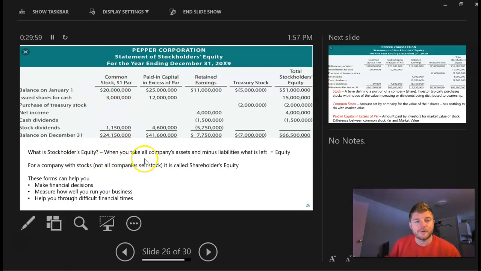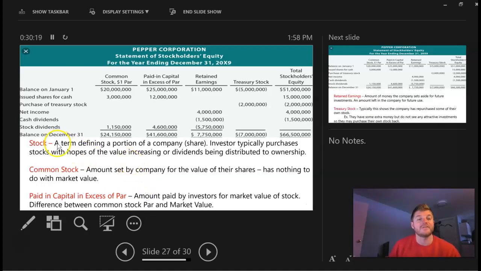So stockholders' equity is when you take all the company's assets minus the liabilities, and what is left is the equity. And for a company that has stocks, it is called the shareholders' equity. This form can help you make financial decisions, measure how well you run your business, and just maybe help you through some difficult times. Okay? A stock is a term defining a portion of a company, such as a share. Investors typically purchase the stocks with hopes of the value increasing or dividends being distributed to ownership. Honestly, that's the two ways, and hopefully you can have both of them.